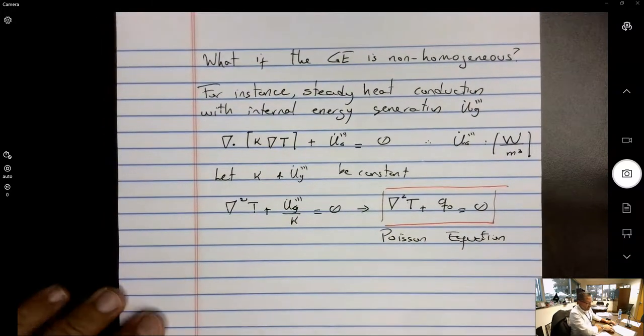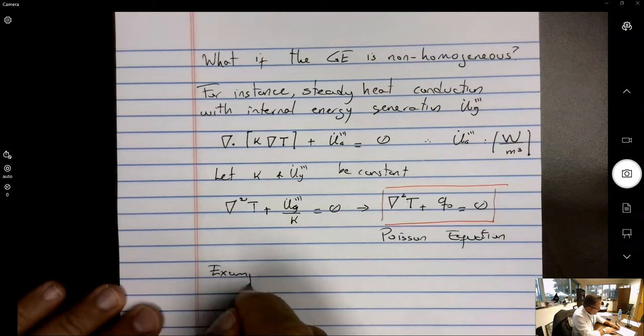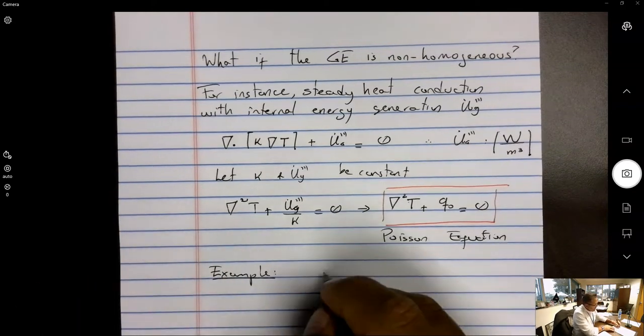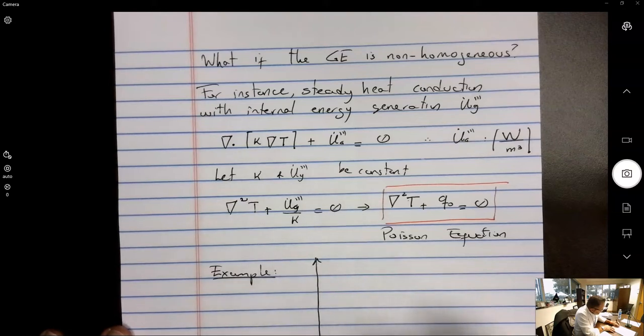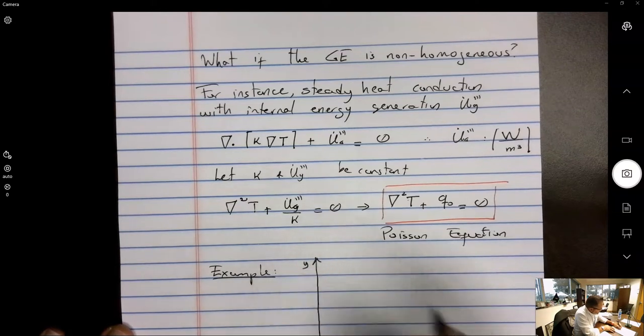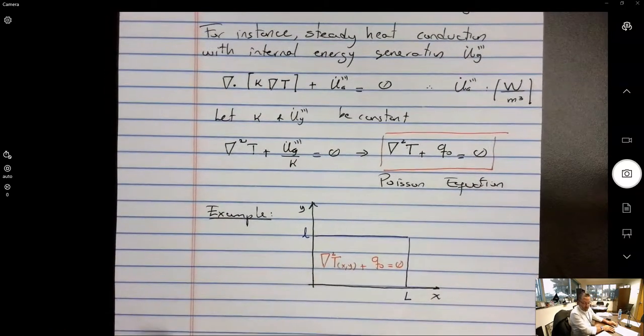The Poisson equation. So let's see how do we resolve that. Let's look at an example where we have, let's say again, a rectangular domain, X and Y, and again this is L, and then internally here we have the Laplace of T(x,y) plus some Q0 is equal to 0, so we have a generation term.